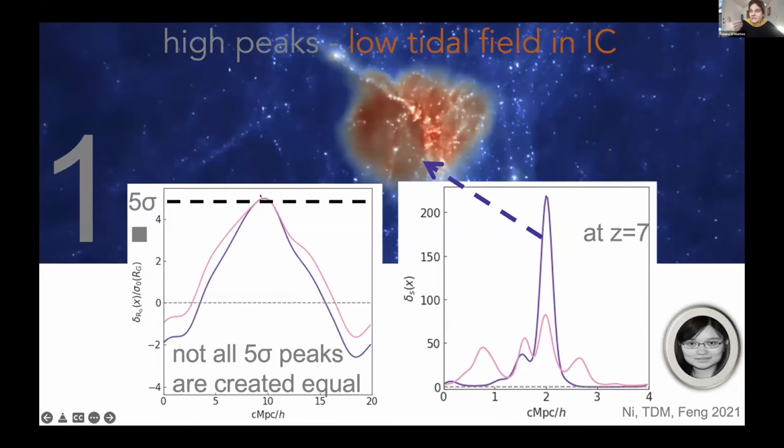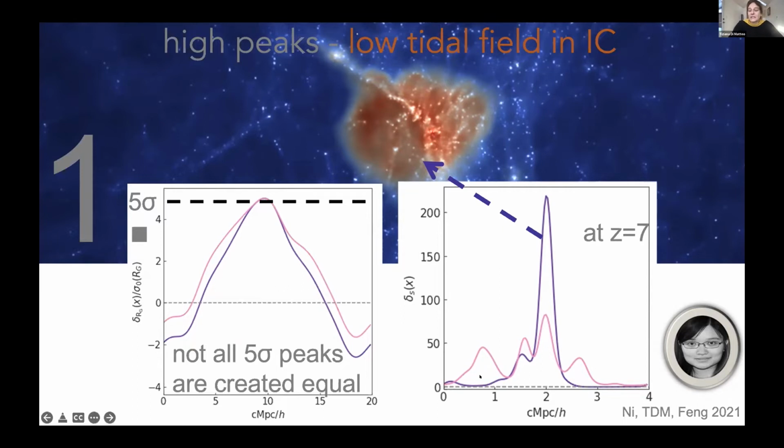Again, the same height is a 5 sigma peak, which eventually collapses into the 10 to the 12 solar mass black holes. But just simply, and that's a direct prediction from our Gaussian initial conditions, not all peaks will be created equal, or not all 5 sigma peaks are the same. They have different shapes, different curvature, and so on, although they have the same height.